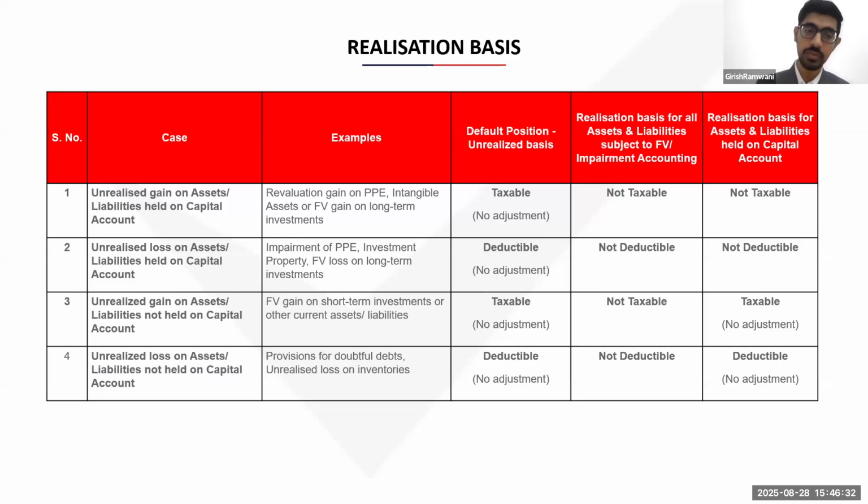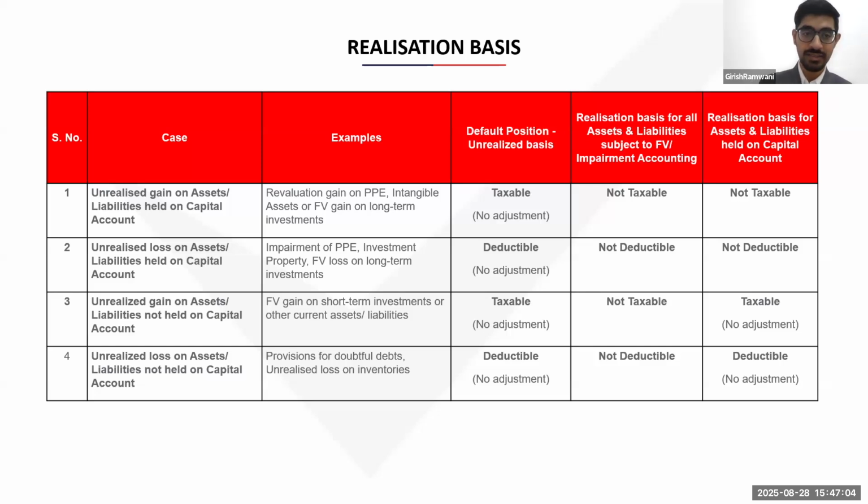Now, similar will be the treatment for your unrealized losses. For example, impairment of PPE or investment property or any fair valuation loss on long-term investments. Under default option, it is going to be deductible, no adjustment. Whatever is your book treatment will be your tax treatment. And again, under both the realization basis options, for all assets as well as for non-current assets liabilities, such loss would not be allowed as deduction and you will have to disallow it.